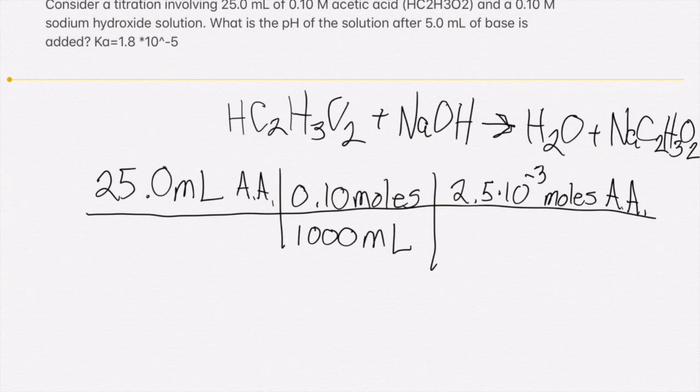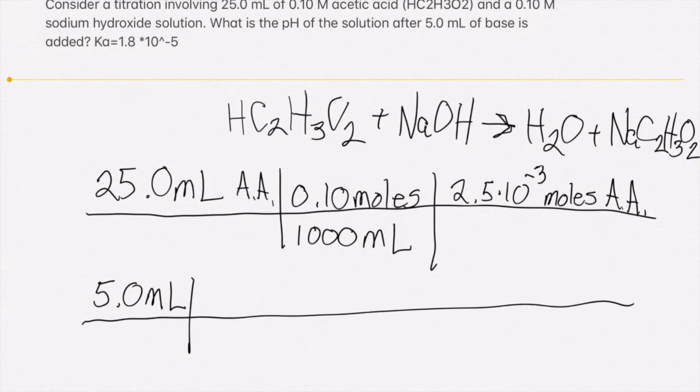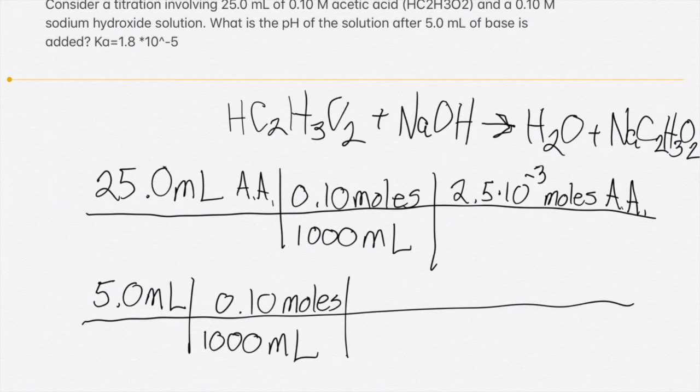Now we have to look at how many moles of base we have. This problem says we've added 5 milliliters of sodium hydroxide, and just like with the acetic acid, the concentration is 0.1 molar, so for every 1 liter or 1,000 milliliters, we have 0.10 moles of our sodium hydroxide. So we can determine that we have 5 times 10 to the minus fourth moles of base.